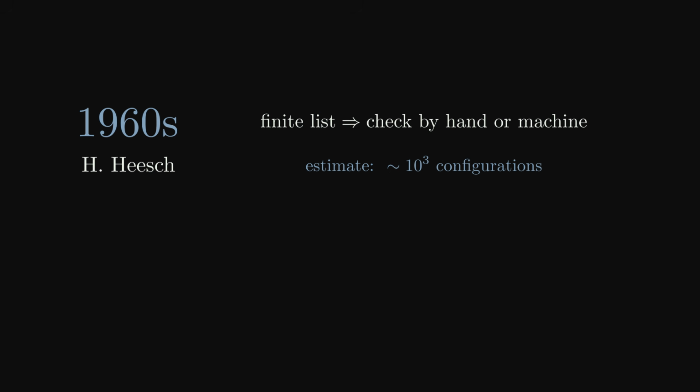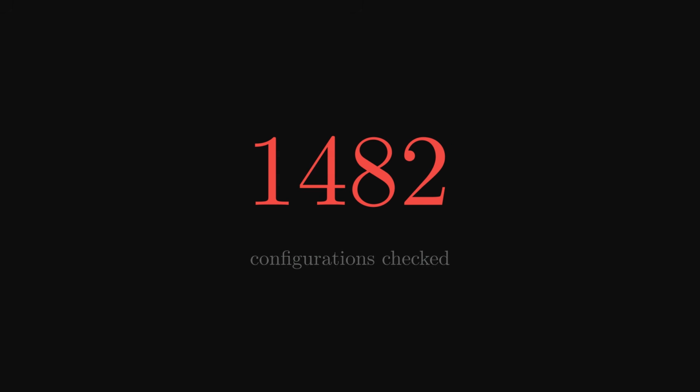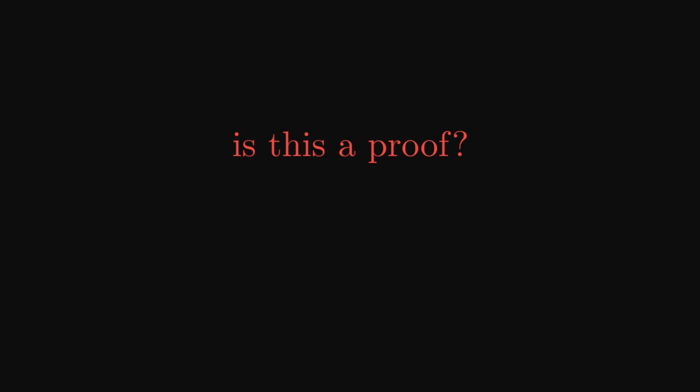Appel and Haken refined Hesch's list down to 1,482 configurations. They then wrote computer programs to check each one for reducibility. The programs ran for 1,200 hours on an IBM machine at Illinois. Every configuration came back reducible. The theorem was proved. The mathematical community was deeply uncomfortable.